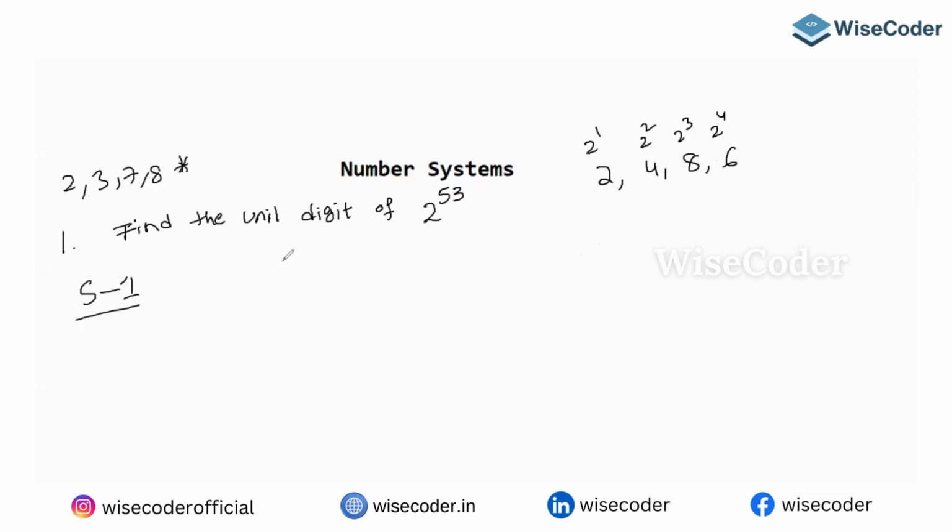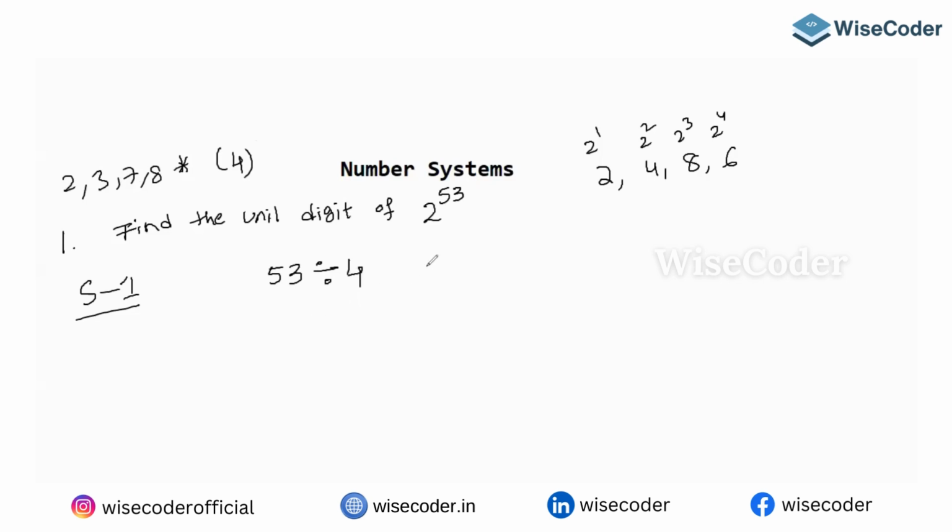Take the power. Step number 1, take the power and divide with the cyclicity. So whenever you come across this group, you have to divide with what? 4. So you have to divide with 4.